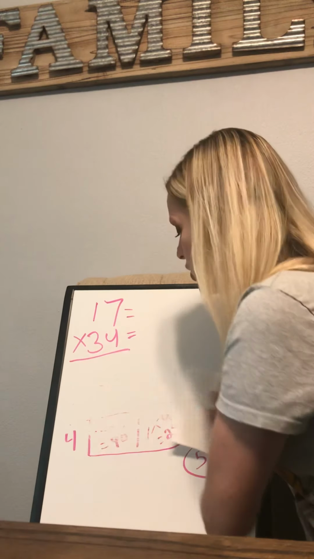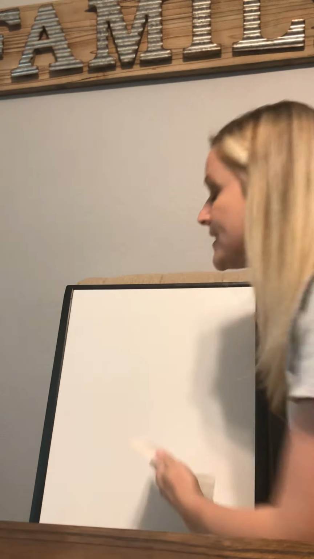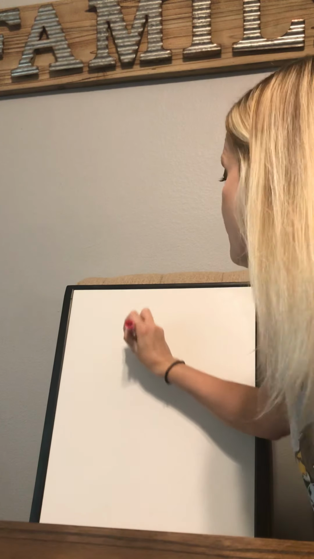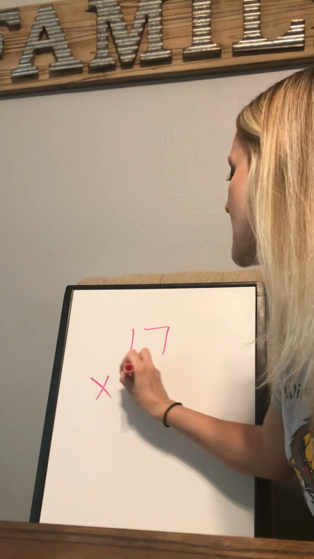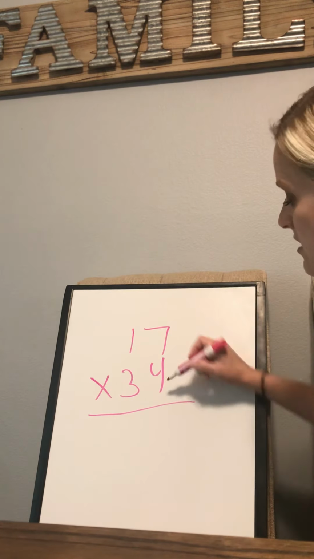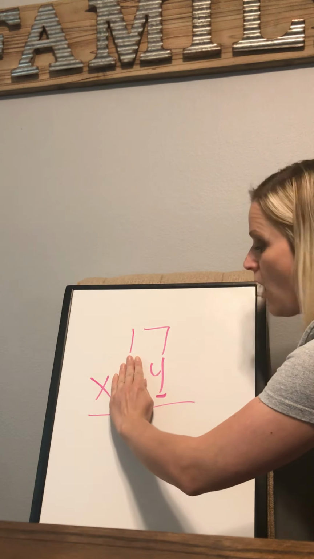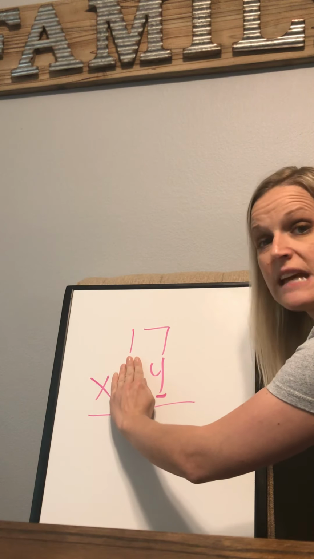Now I'm going to show you, for some of you who want to use the standard algorithm, that same problem, 17 times 34, using the standard algorithm. Okay, so first thing I'm going to do is I start in my ones place. Forget about this 3. If you need to, cover it up. So now multiply just 17 times 4.